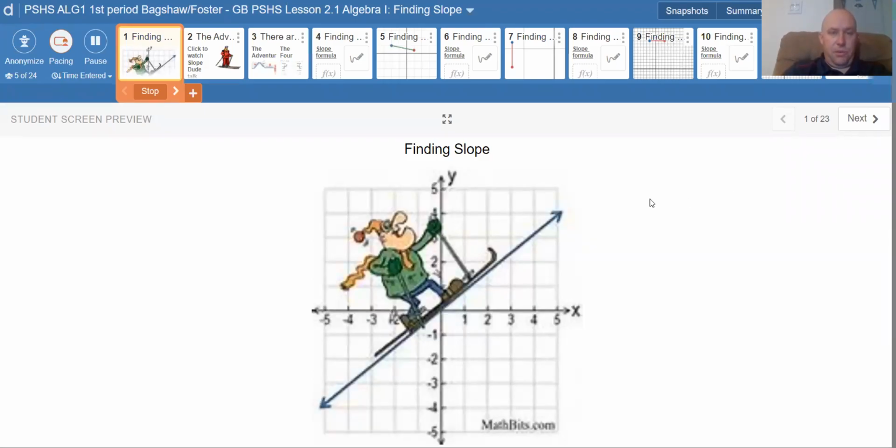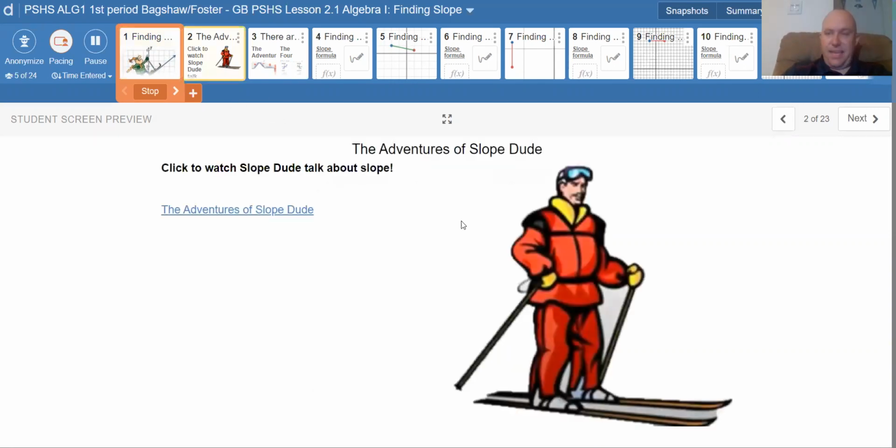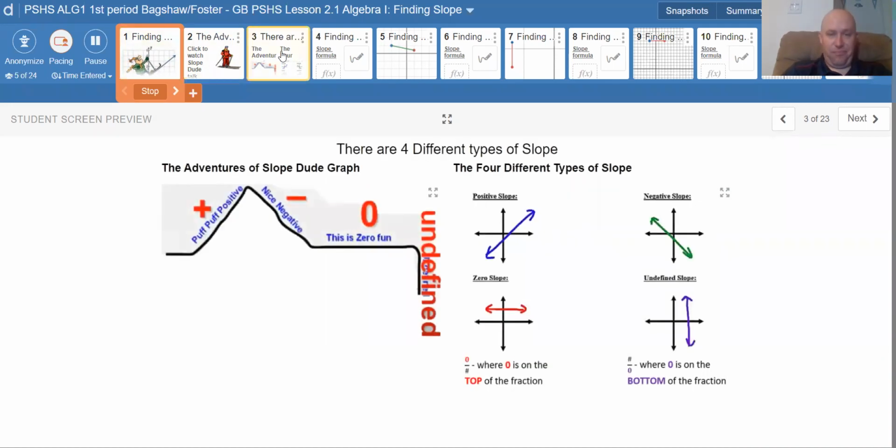Okay, this is a video tutorial for lesson 2.1. This is our new module, and in this one, we're going to be looking at finding slope. Strongly recommend you go on YouTube, look for the Adventures of Slope Dude. It'll tell you about the 4 different types of slope in a very entertaining way.